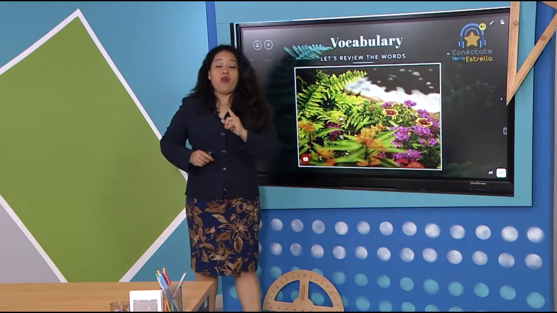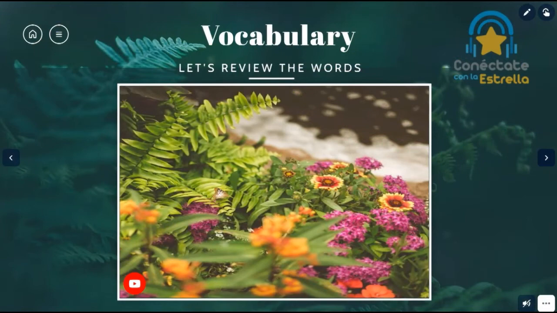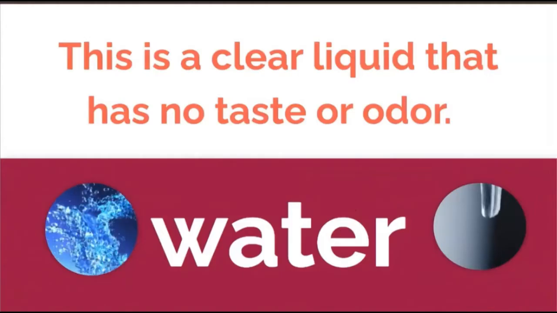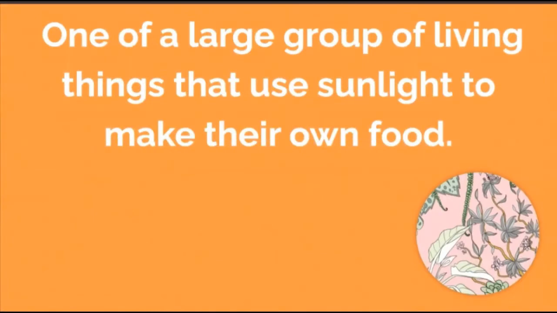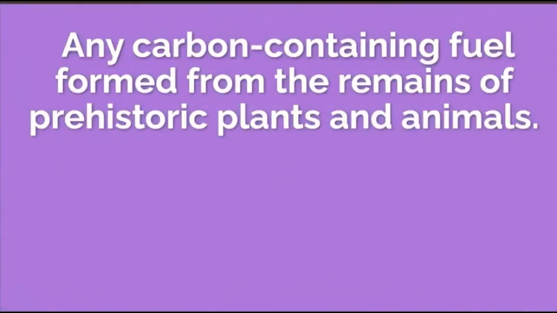Look at the vocabulary. I want you to listen to the definition and get the word. Pay attention. Vocabulary. This is a clear liquid that has no taste or odor. Water. One of a large group of living things that use sunlight to make their own food. What is this? Plants. Correct. The mixture of gases that surrounds the earth. What is this? Air. Any carbon-containing fuel formed from the remains of prehistoric plants and animals. What is this? Fossil fuels. Right.